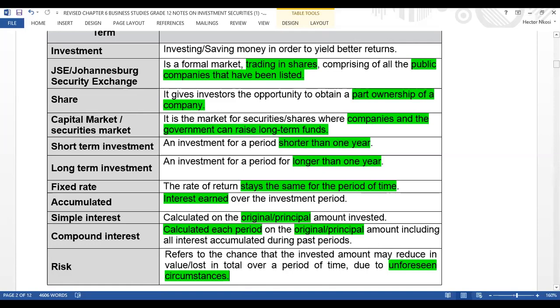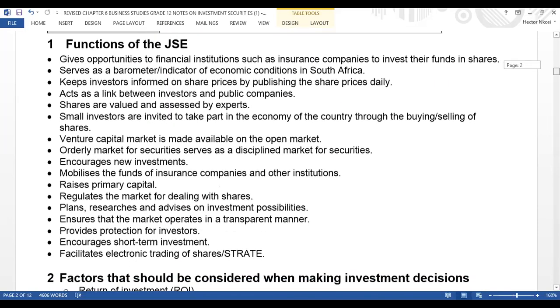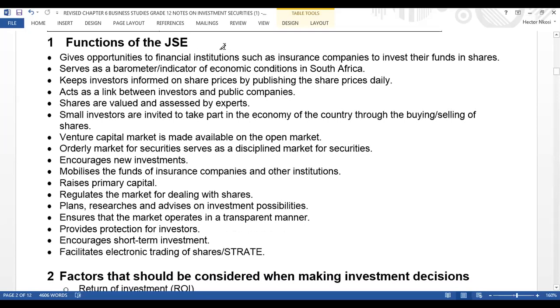All right, boys and girls. From tomorrow, we'll be looking at the functions of the JSE. Can you see now, I've touched on all the necessary concepts that you need to know under this chapter. Now we'll be going into detail from tomorrow, giving you all the functions of the JSE, how you read the JSE, things that you need to look at, what the JSE entails and so on. After you've done that, your life is just going to be easier, boys and girls.